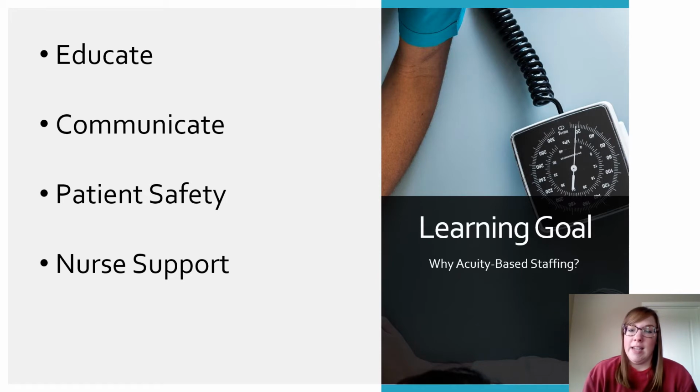I chose acuity-based staffing because I am a house supervisor or charge nurse for my facility, and when I came on, I was never trained on how to properly do the acuity-based staffing. I would always staff my nurses based on what the nurse last night staffed their nurses on. So whatever they gave me, I would give them, but then we would run into issues on staffing, and I didn't really know what to do as far as acuity. So my goal for this project was to educate myself, to be able to communicate with staff members to find out acuities, to keep our patients safe, and to be able to support my nurses.